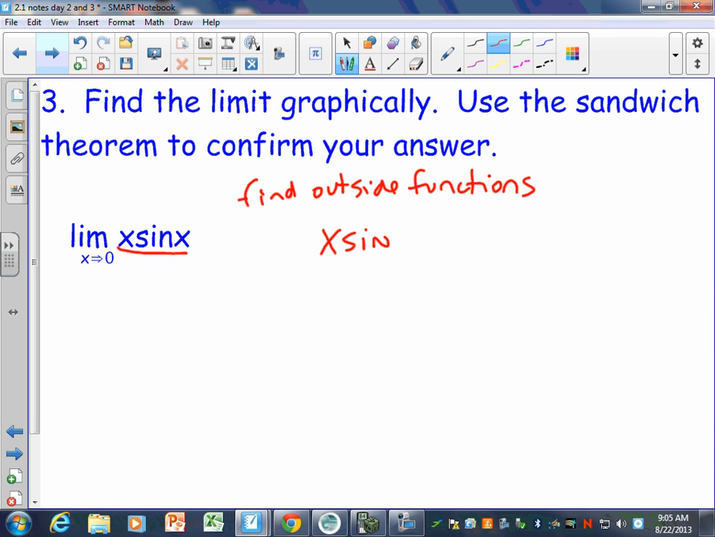So on this one, I can say that x sine of x is, well, hold on. I could say that sine of x is sandwiched between -1 and 1, right? We know that. But what about that x in there? What do I have to do about it? I can't just put it in there. I have to make it equal to do that. So what could I do?